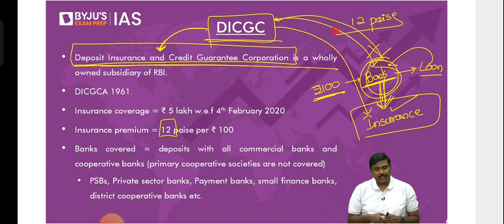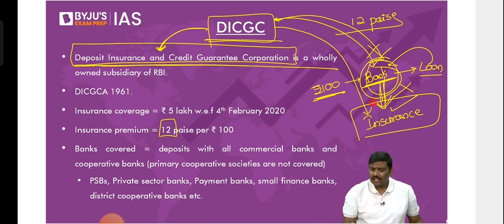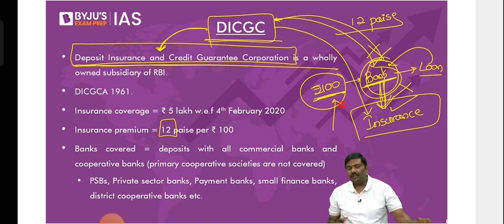And what DICGC does is, they provide insurance to these deposits, and if the bank fails, if the bank is shutting down, you don't have to be worried, your money will be given back to you. The amount of deposit will be given back to you.